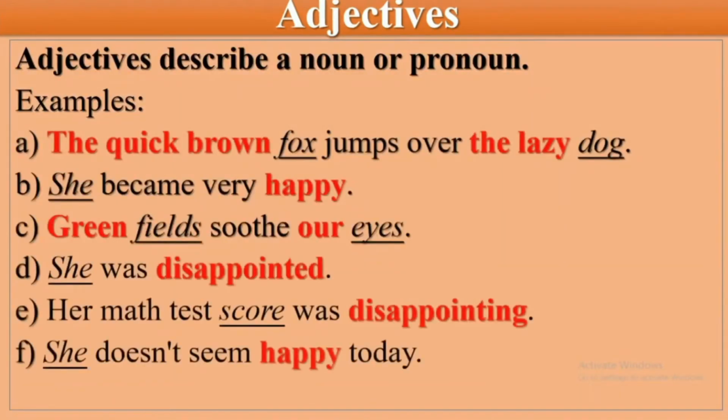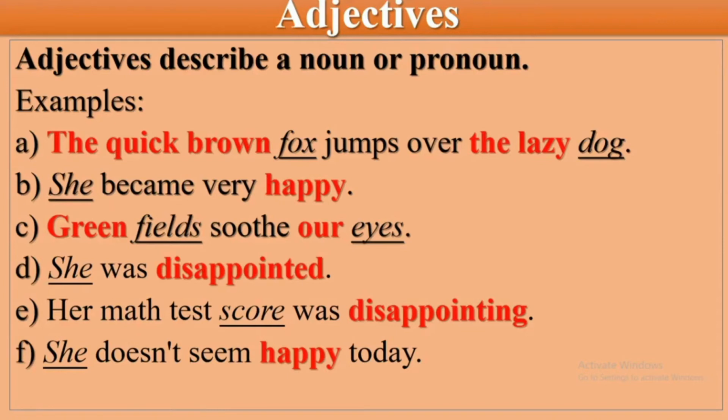Here are more examples. The quick brown fox jumps over the lazy dog. This is a very nice example because in this sentence there are all the 26 letters of the English alphabet, and this type of sentence is called a pangram. In the sentence, the quick brown fox jumps over the lazy dog, here the red words are adjectives.